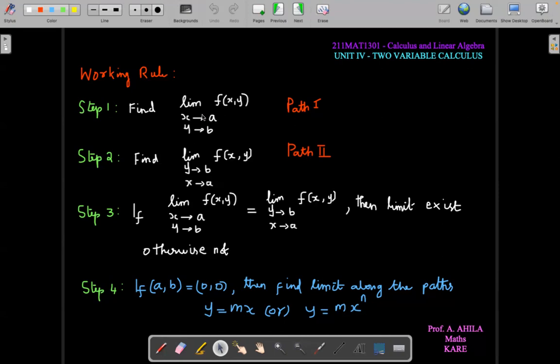That means specify step 1, step 2, and with respect to y equal to mx and y equal to mx power n. In all the paths, there are four paths, no? Path 1, path 2, y equal to mx is another path, y equal to mx power n is another path. So for the four paths, it should take the same value. Then we say the limit exists and the same value is the limit of the function. If it is not satisfied, wherever it is not satisfied, at that step we can stop, saying that the limit does not exist.